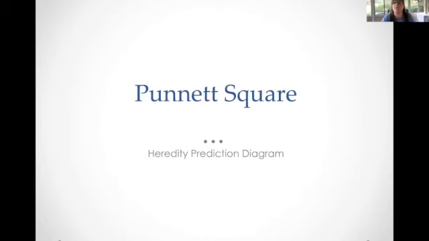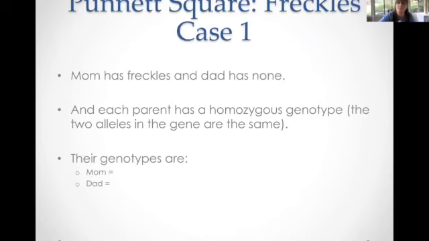Now, Punnett Square. This is how we figure it all out. Mom has freckles, dad has none. So each parent has a homozygous genotype. That means both capital or both lowercase.